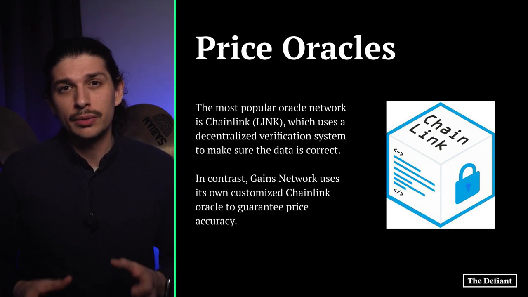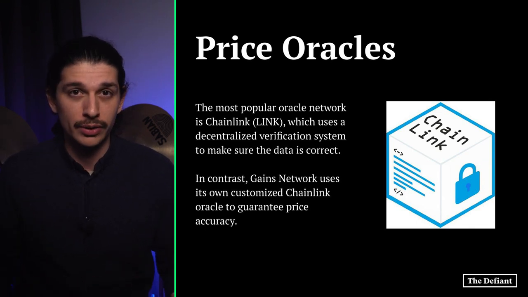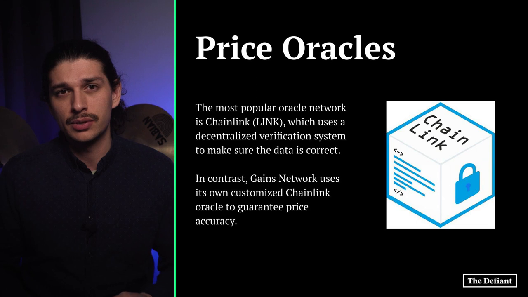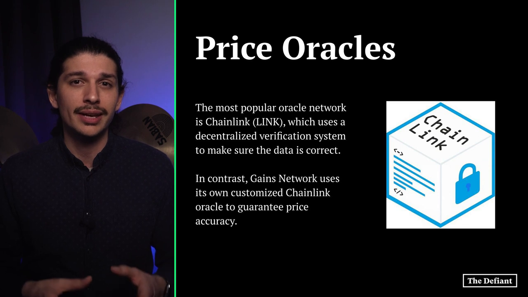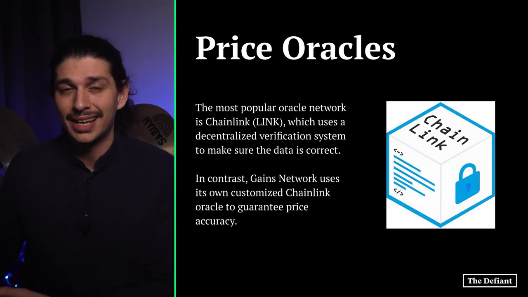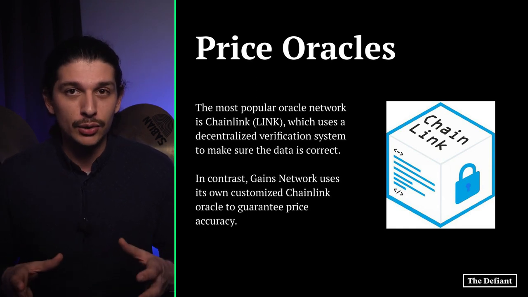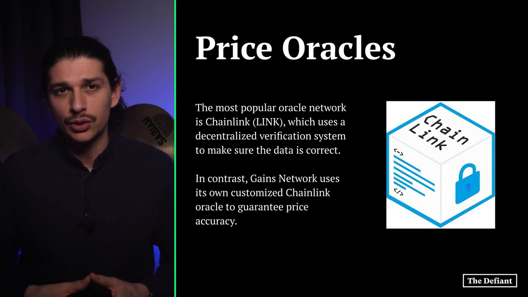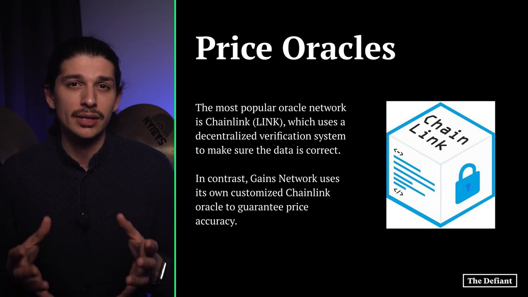We're gonna start with an analogy borrowed from ancient Greek mythology, where an oracle was an intermediary between humans and the gods. Applying this to the crypto space, oracle networks are intermediary systems that feed off-chain data to on-chain smart contracts. This is how dApps gain their capacity to execute logic based on real-world data. Typically, this real-world data is the price of cryptocurrencies. The most popular such oracle network is Chainlink, or Link, which uses a decentralized verification system to make sure the data's correct. In contrast, Gains Network uses its own customized Chainlink oracle to guarantee price accuracy.